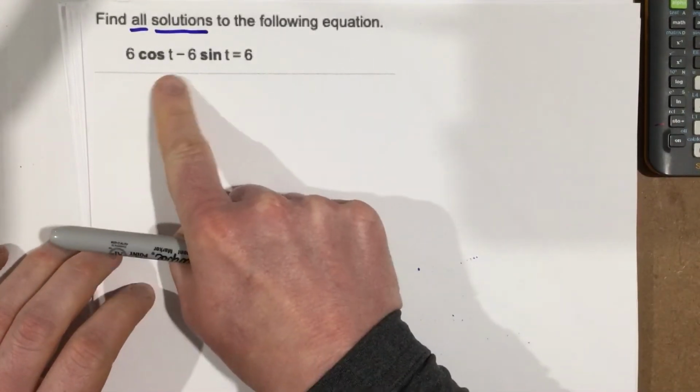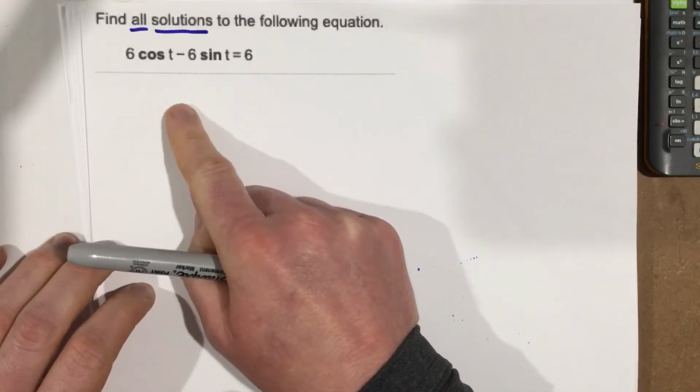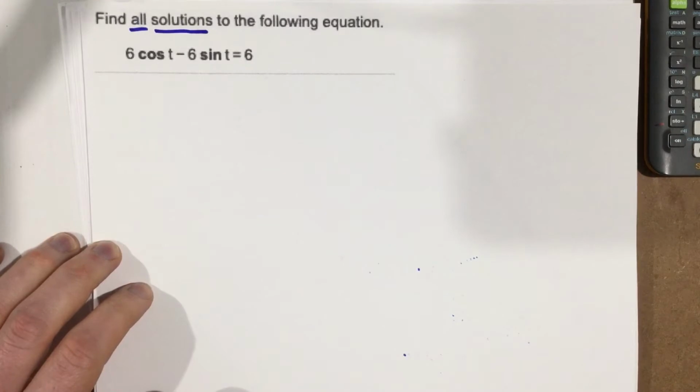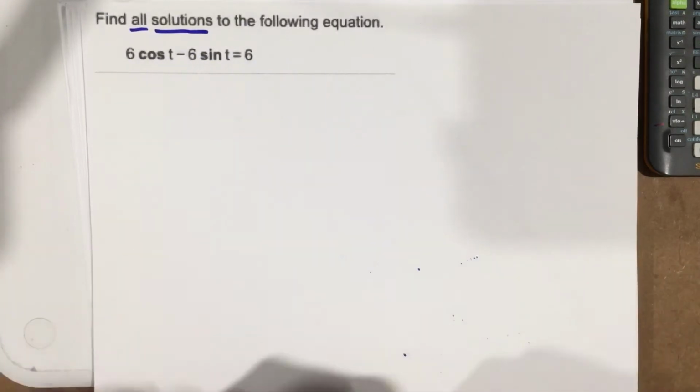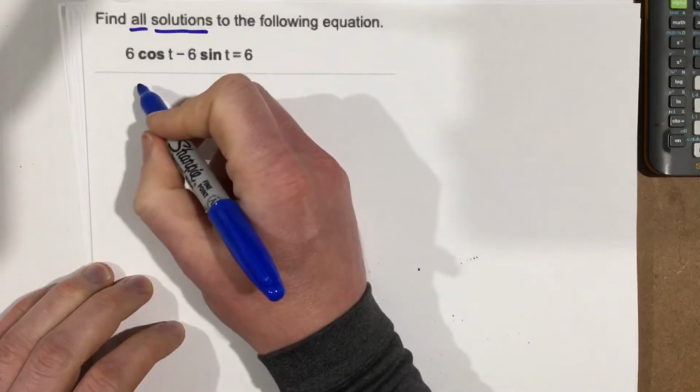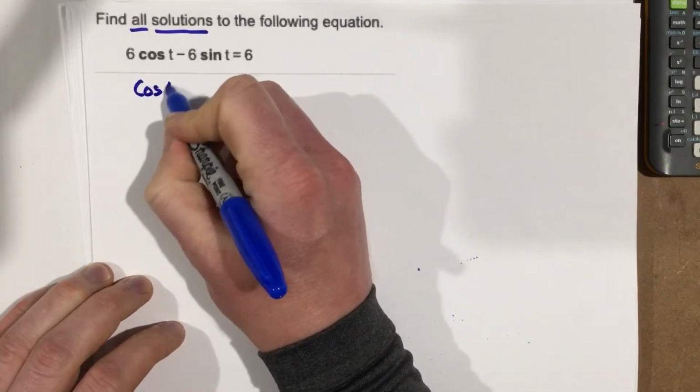Now, this one doesn't look that difficult, but it's kind of a difficult problem, I'm not gonna lie to you. The first step of the problem is obviously to divide by 6. You got 6 in each of these terms. They're just trying to mask it a little bit.